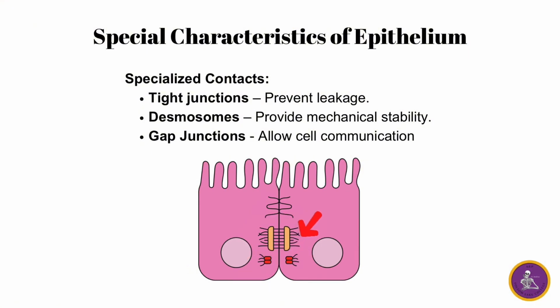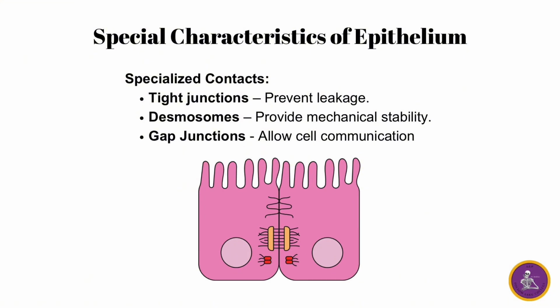Gap junctions are specialized connections that create small channels directly linking the cytoplasm of neighboring cells. These channels allow ions, small molecules, and signaling compounds to pass from one cell to another, enabling coordinated responses across the tissue. This is especially important in areas where cells need to work together, for example, to synchronize cilia movement in respiratory epithelium or to regulate ion transport in intestinal lining.